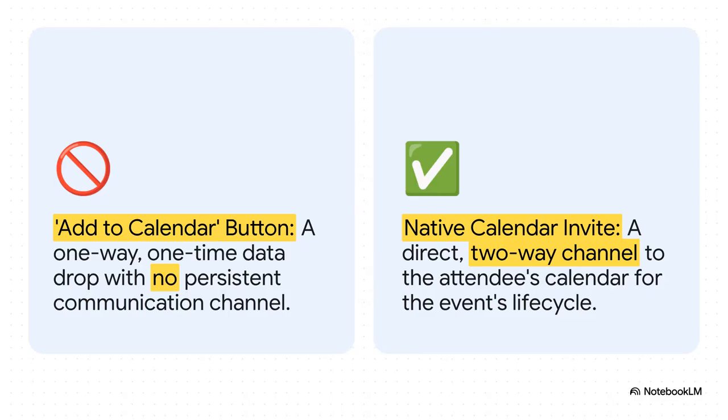So, let's really break this down. That old Add to Calendar button? It's a static, one-way data drop. A total dead end. But the new native calendar invite? That's a living, dynamic, two-way communication channel that keeps that connection alive and well.